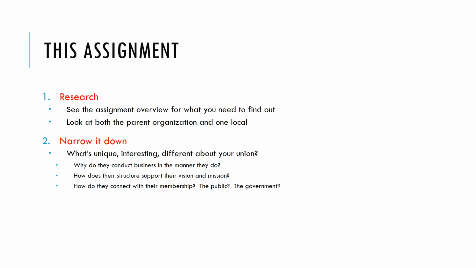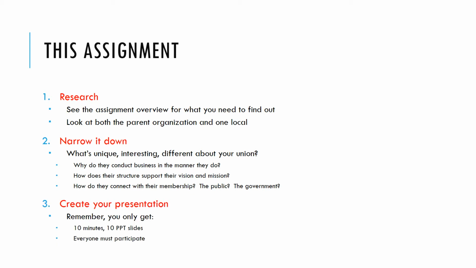Once you've collected all of this information, now it's time to narrow it down. We don't have time in the presentations for you to tell us everything you've learned. So now I want you to think about what's unique, interesting, or really different about your union. Is there something that you've discovered that will help you to explain why they do business the way they do? Does their structure support their vision and mission? How do they connect with their membership or the public or the government? So narrow it down. What's the most interesting information? And then start creating that presentation.